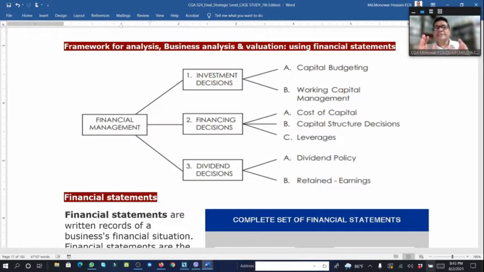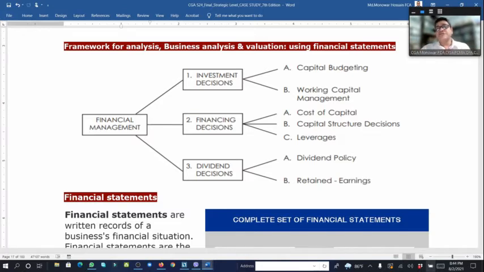So what is the investment decision? With the investment decision, we will be able to calculate capital budgeting, and we use different types of techniques in our capital budgeting, such as NPV, IRR, PI, etc. And working capital management is also an investment decision. Capital budgeting is for the long term, and working capital management is for the short term, within 1 year, while capital budgeting is more than 1 year. So these techniques help the investment decision.